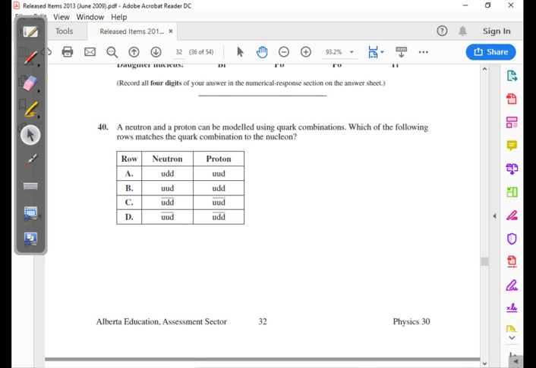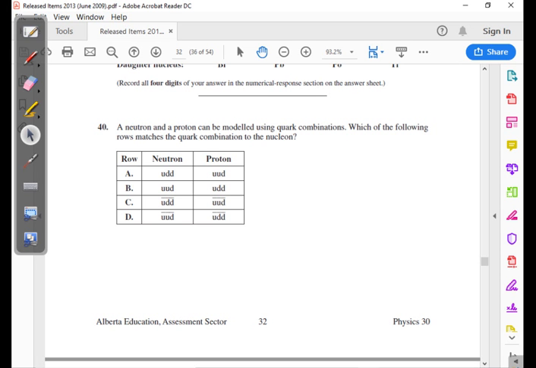It said a neutron and a proton can be modeled using quark combinations. Which row matches the quark combination for those nucleons? So this one asked for proton and neutron. Actually, we just literally did this a second ago, eh? Right. So a proton would need an up and a down, because that's 2/3, 2/3, back a third. And then the neutron would be the up, down, down, because this would be up 2/3, but then down 2/3. That'd be neutral again.